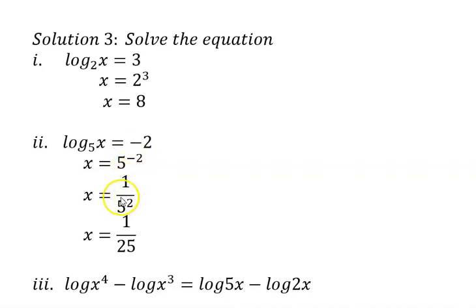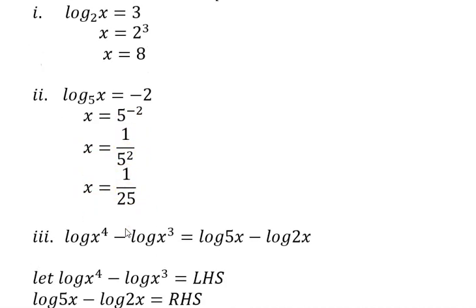So this is the 1 over. We now have 5 raised to power minus 2. Since our x is already standing alone, 1 over 5 raised to power 2 now is what? 25. So our x is what? 1 over 25.